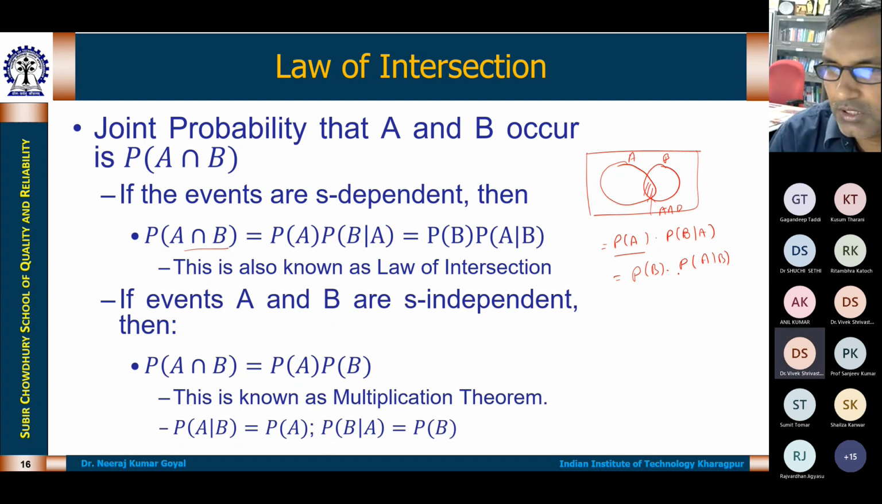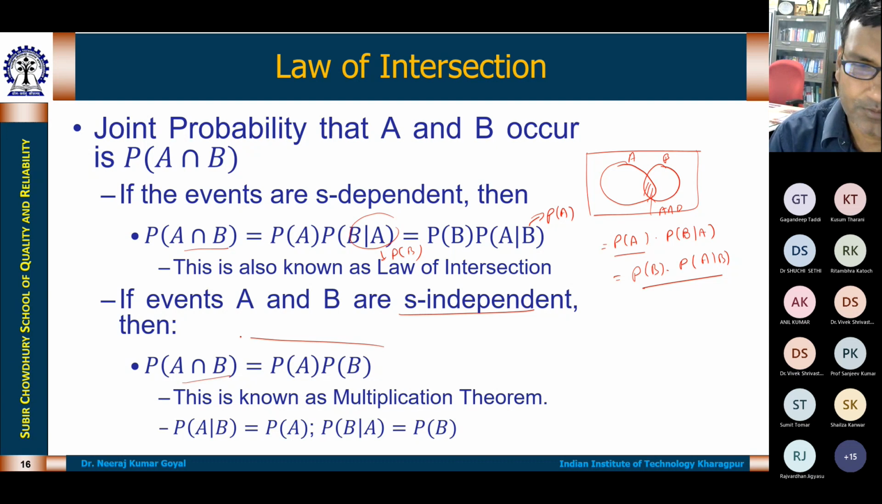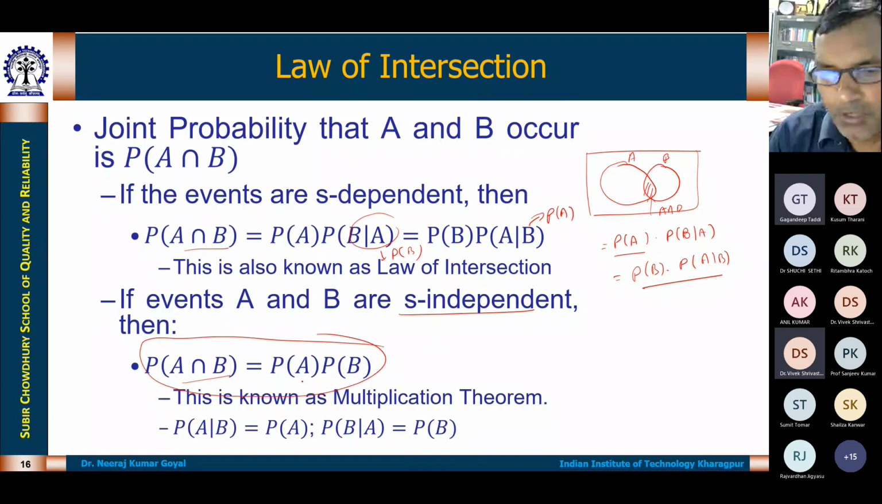But this is the case when events can be dependent. If events are statistically independent, then P(B given A) will be P(B), and P(A given B) will be P(A). So we can say this will become P(A) into P(B). That means intersection probability is the multiplication of individual probabilities.